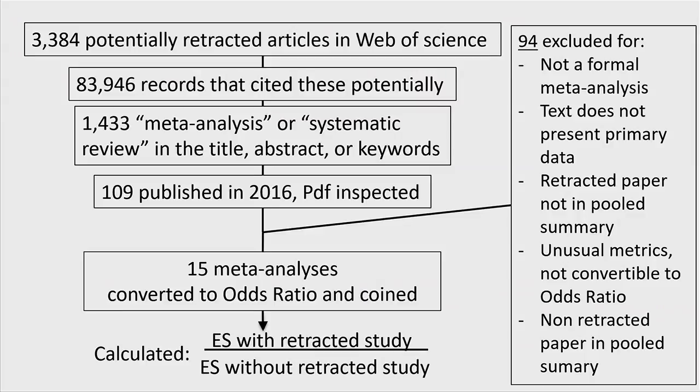And then we did something very simple. We calculated the summary effect size for the meta-analysis as given, and then recalculated the value without the retracted study, and took a ratio of the two. So when the ratio value is 1, there is no difference. When the value of the ratio is above 1, that means that the retracted study was presumably falsely increasing our confidence or our belief in a certain effect, and vice versa, when the ratio is smaller than 1, it was actually decreasing it.